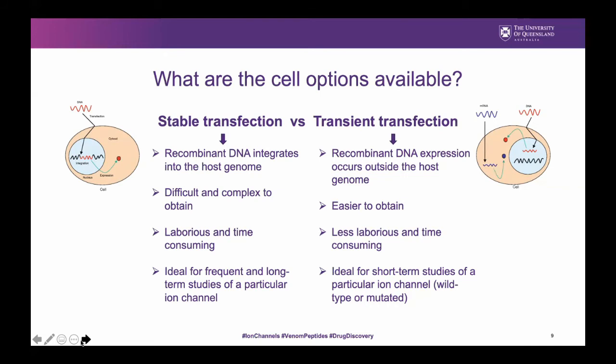On the other hand, transient transfection will produce the recombinant DNA outside the host genome. It is much easier to obtain, less laborious and less time consuming, and it's ideal for short-term studies of a particular ion channel, wild type or mutated version.